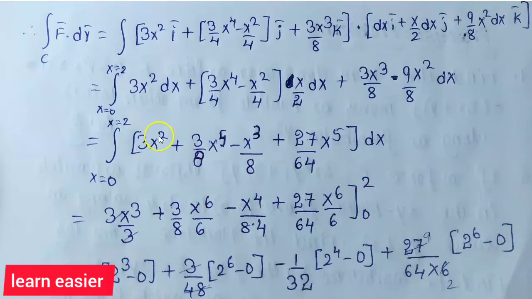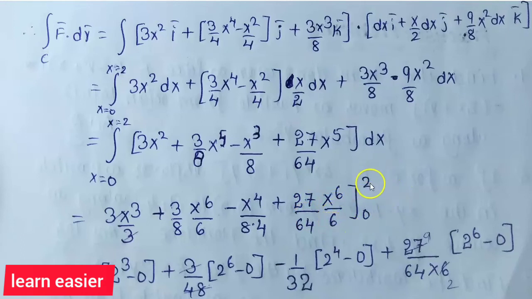Generally the integral of x power n is x power n plus 1 by n plus 1. So here we have 2, so 2 plus 1 is 3, by 2 plus 1, which is 3, and here also 5, so 5 plus 1 is 6, by 5 plus 1, which is 6, and here also 3, so 3 plus 1 is 4, by 3 plus 1, which is 4, and here we have 5, so 5 plus 1 is 6, by 5 plus 1, 6. So we got 3x cube by 3 plus 3 by 8 into x power 6 by 6 minus x power 4 by 8 into 4 plus 27 by 64 into x power 6 by 6.